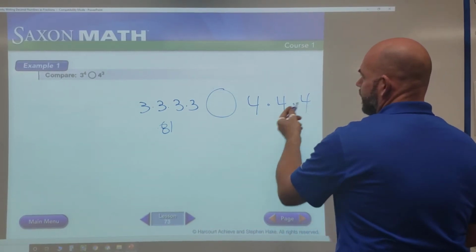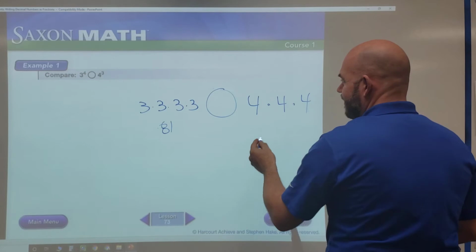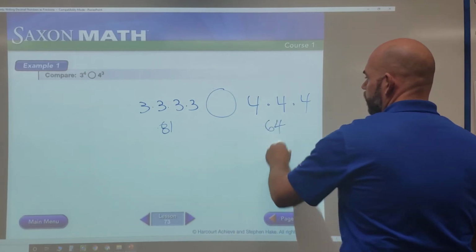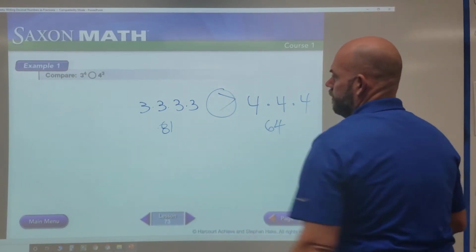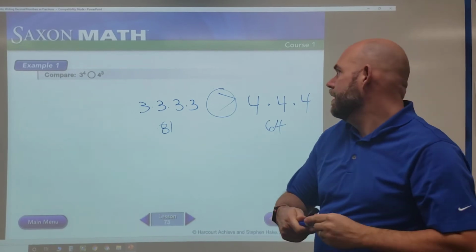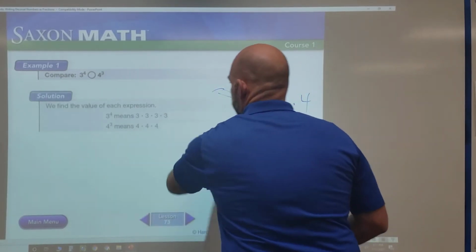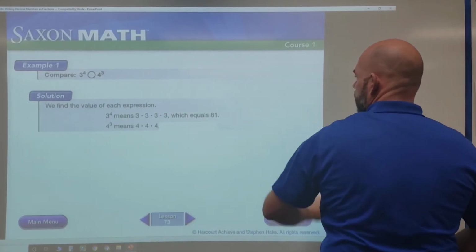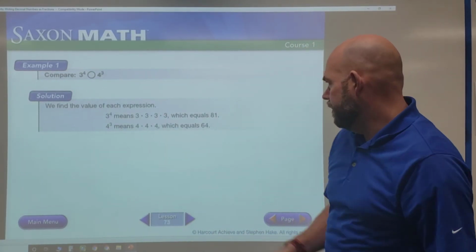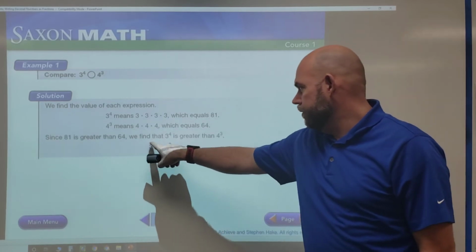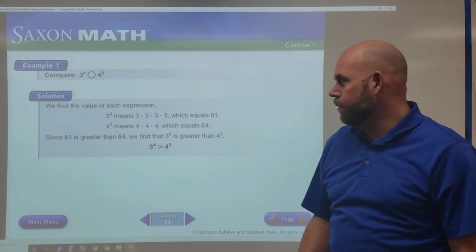4 times 4 is 16, 16 times 4 is 64. So which one's bigger? 3 to the 4th. 3 to the 4th is greater than 4 to the 3rd, or 4 cubed. All right, check my math here. Good, I got it right. So 3 to the 4th is greater than 4 cubed.